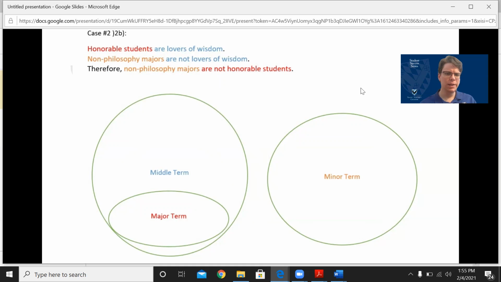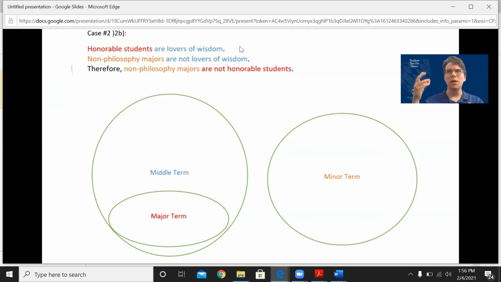I misspoke there. Our major term here, the predicate of the conclusion, is are not honorable students. That comes from the first premise. Okay, so that first premise is going to be our major term yet again. Our minor term, the subject, non-philosophy majors, comes from the second premise. And again, we can see here in the diagram that the middle term, lovers of wisdom, which appears in both of these premises, contains honorable students, because we say honorable students are lovers of wisdom.